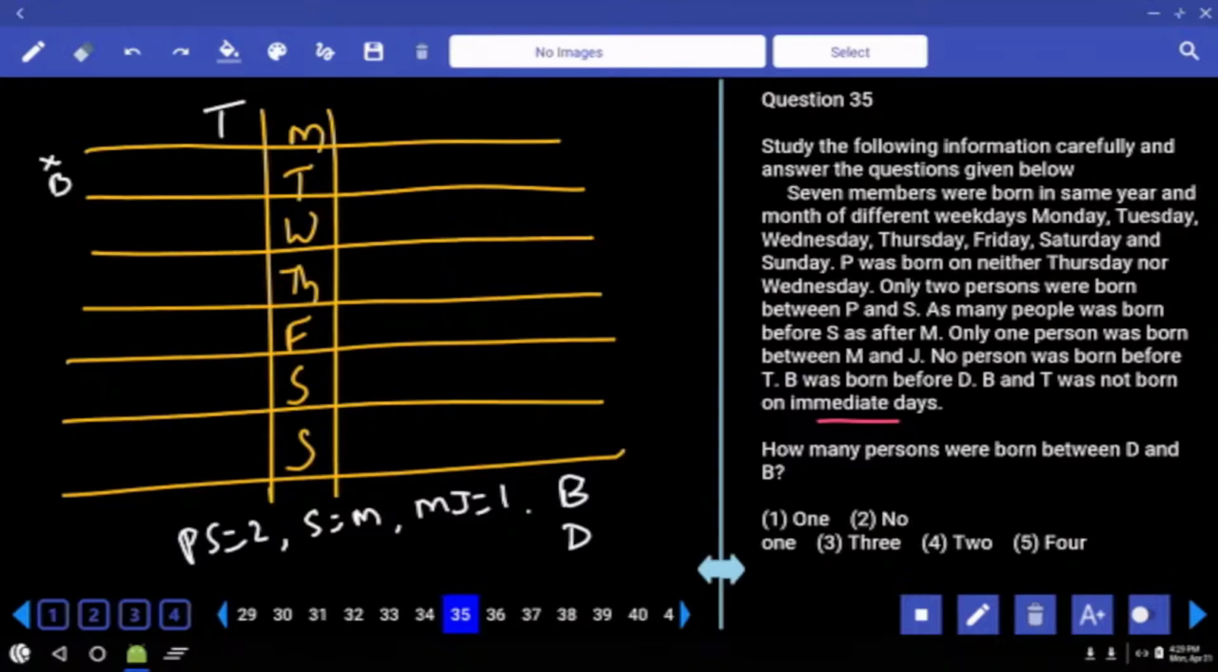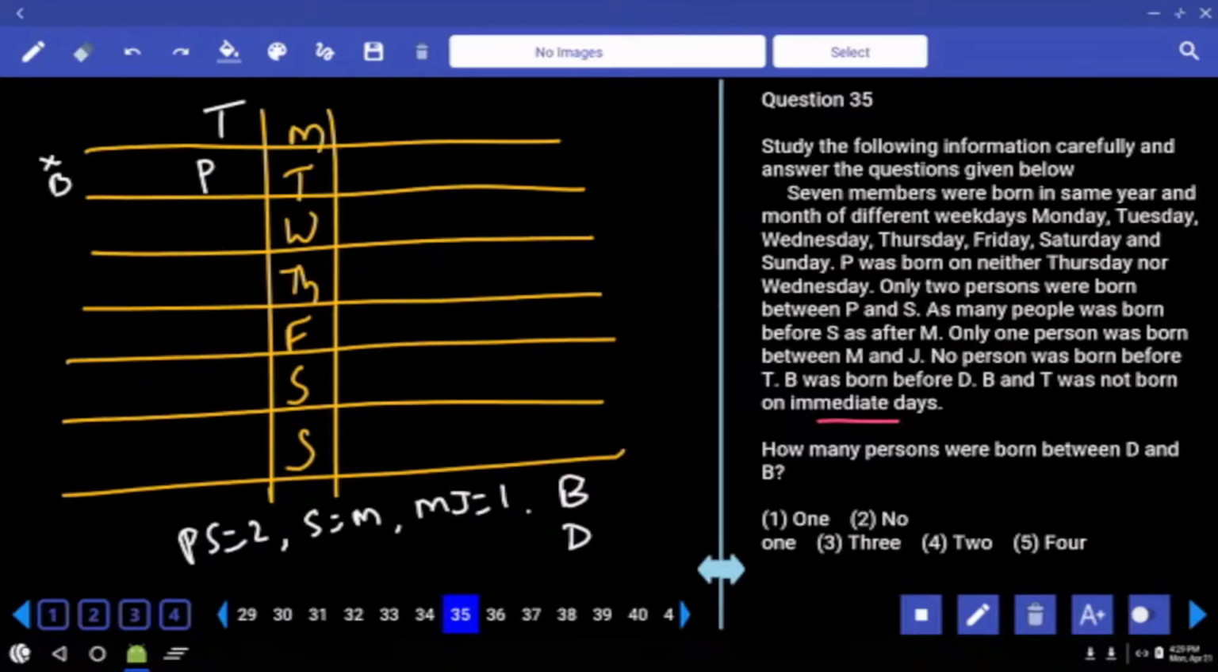Now between P and S, there must be exactly 2 people. Clear? Tell me, where can we have this P? Can we have P at this place? Now P is here. Between P and S, there must be exactly 2 people. Now there are 2 persons after S, and 2 persons before M. P, M, S and M, fine. Between M and J there must be exactly 1, which is not possible. Are you getting this one or not? Hence P cannot be at this place.